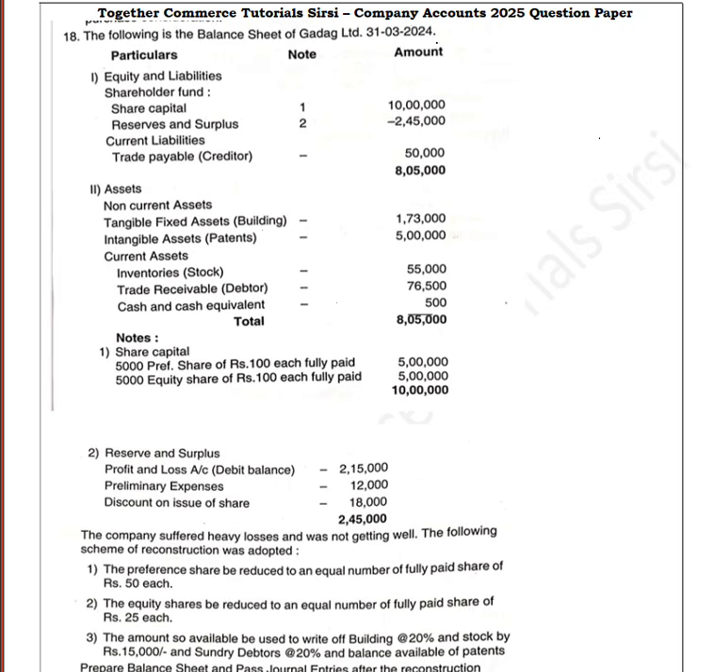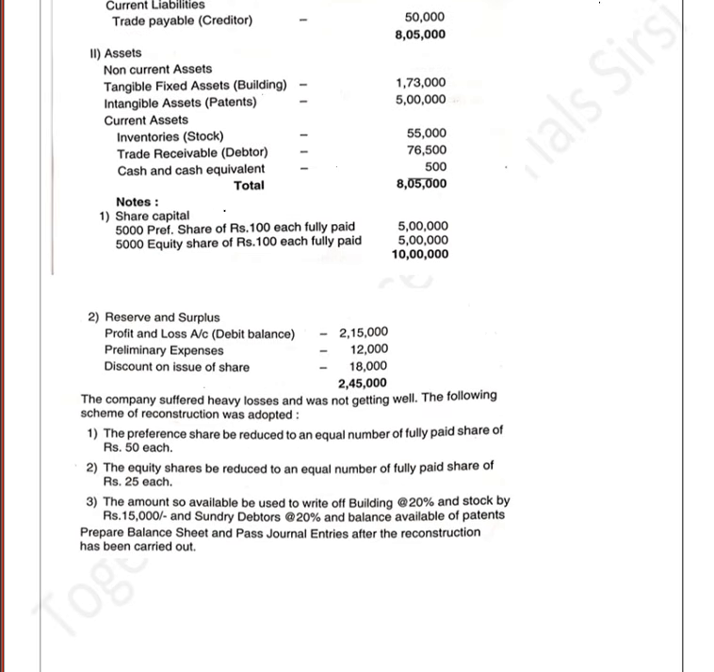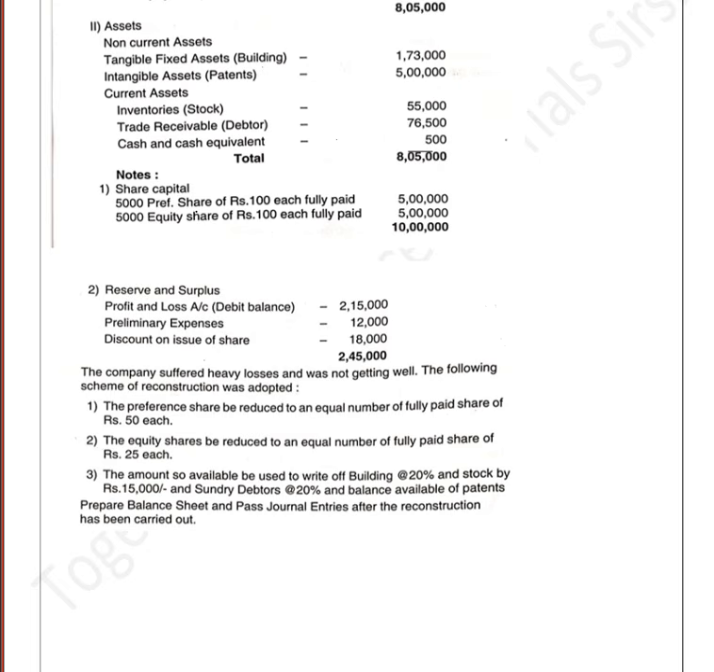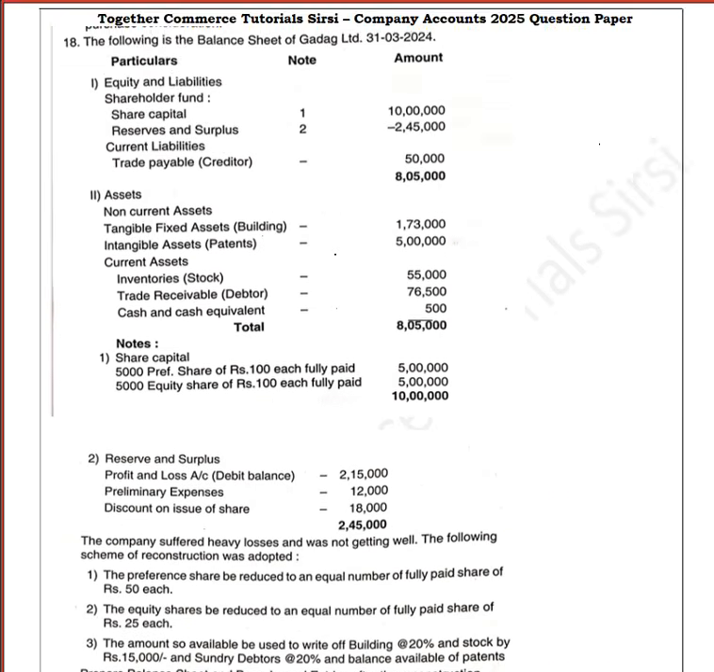The following is the balance sheet of Gadag Limited: equities and liabilities, shareholders fund, share capital, reserves and surplus, trade payables, creditor, assets, non-current assets, building, patents, stock, debtors, cash. Then we have two notes for the balance sheet. In the first note, they have given share capital: 5,000 preference shares of 100 each, fully paid, 5 lakh; 5,000 equity shares of 100 each, fully paid, 5 lakh. Then we have note 2, that is reserves and surplus: profit and loss account debit balance, preliminary expenses, discount on issue of shares. So this is the balance sheet.